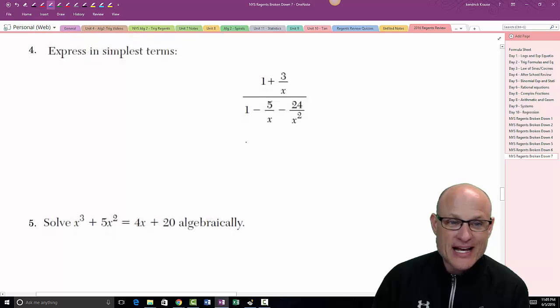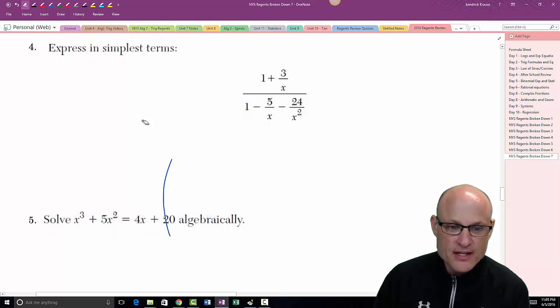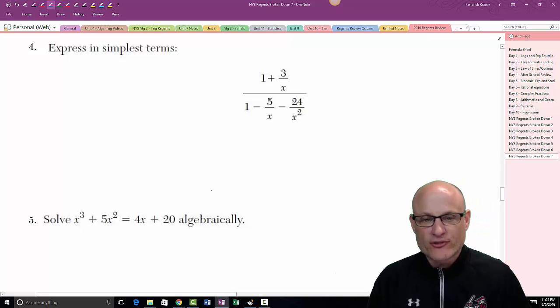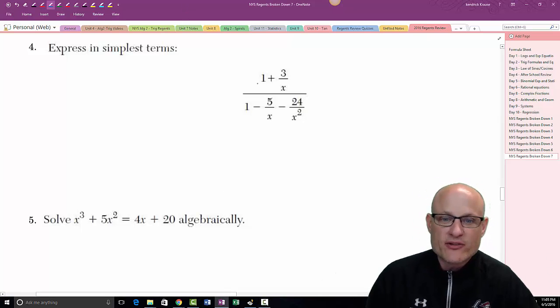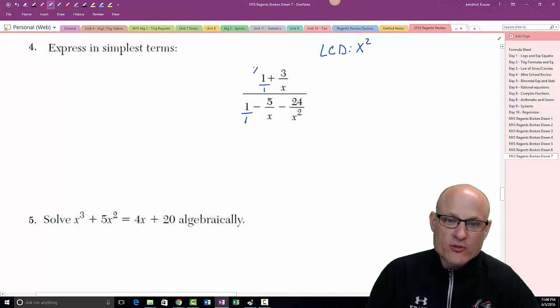All right, here's a complex fraction. But complex fractions should be 2-point questions because they're really, really easy. The reason this is a 4-point is because we've got some factoring involved. So we're going to look at the three denominators and find the lowest common denominator, and that would be x squared. So I will put an x squared next to each one of these fractions because you're really multiplying the numerator by x squared and you're multiplying the denominator by x squared.